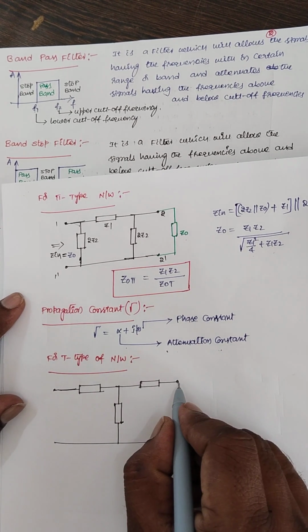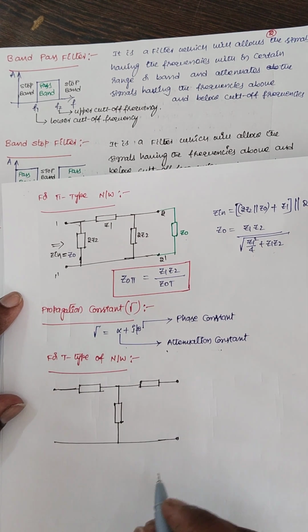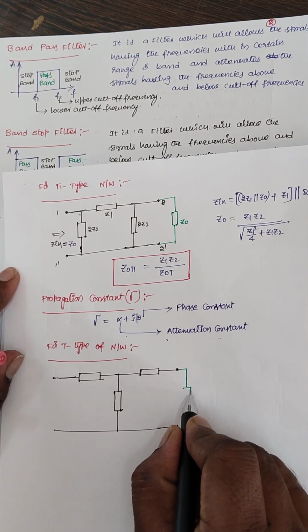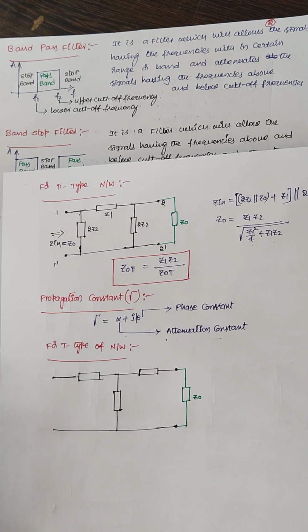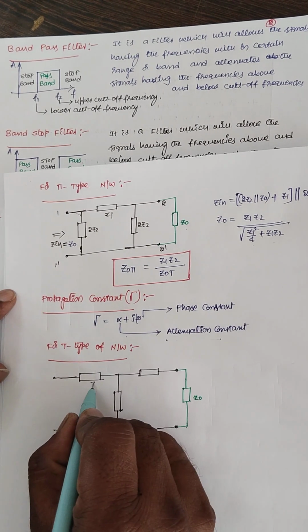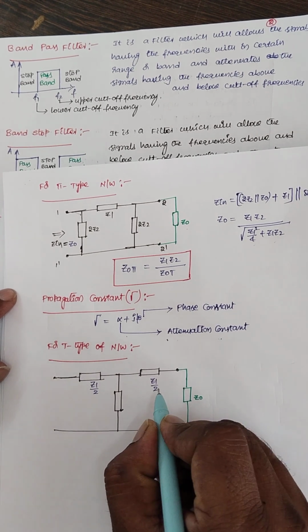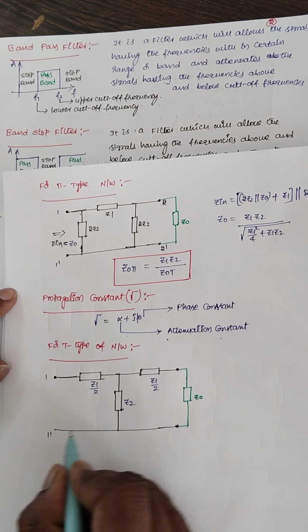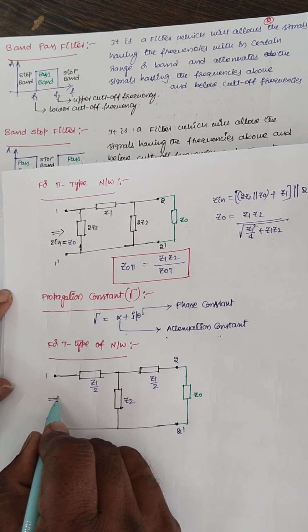Here, if I want to make it an infinite length transmission line, it has to be terminated with Z0. We already know that concept. It is Z0, and this is the input impedance for a T type of transmission line. It is Z1 by 2, this is Z1 by 2, and it is Z2. It is 1 dash, it is 2 dash. It is an input impedance.